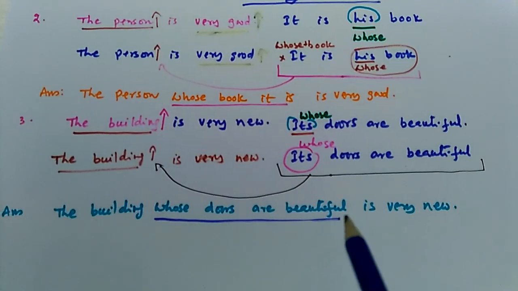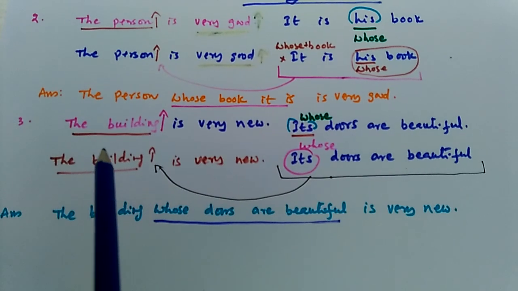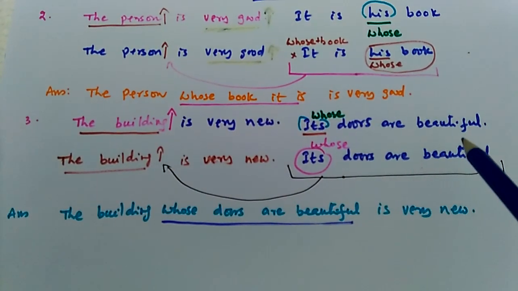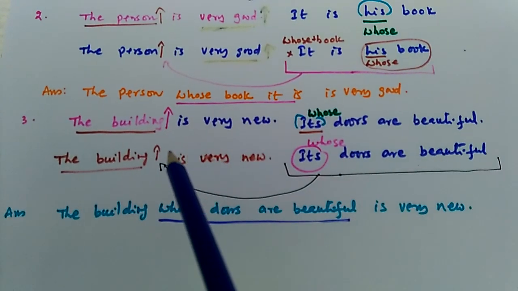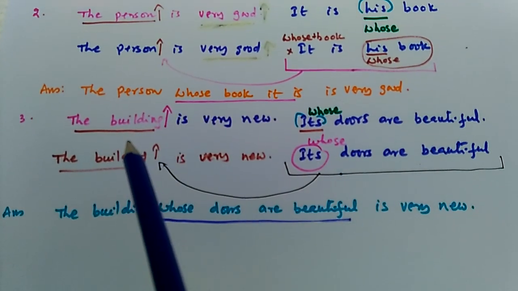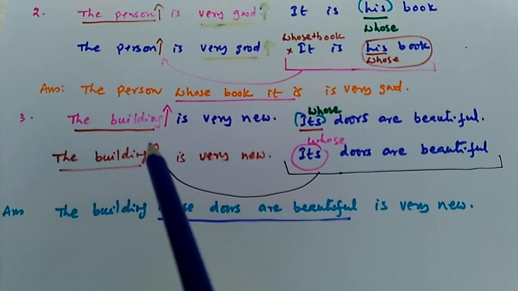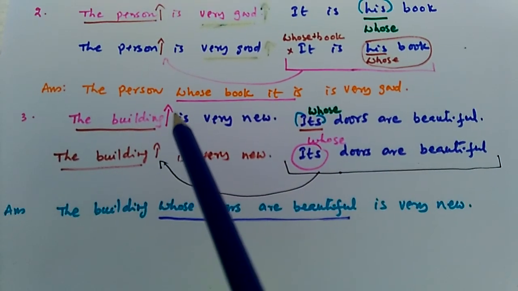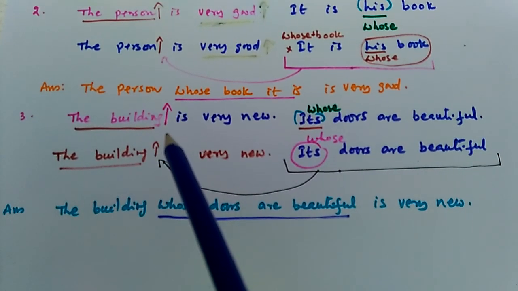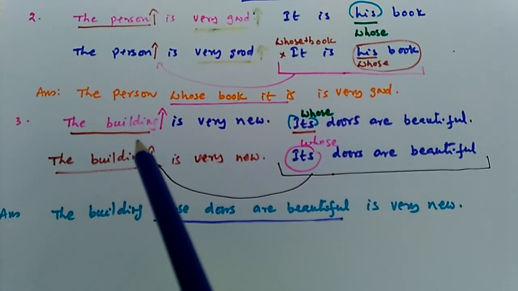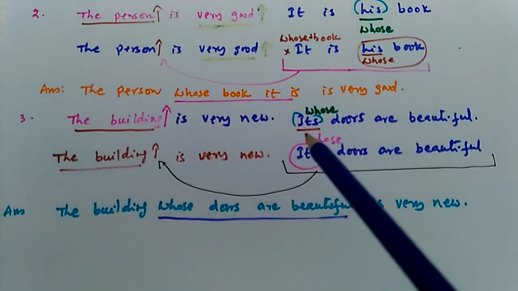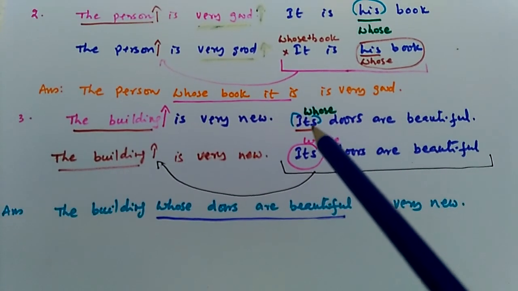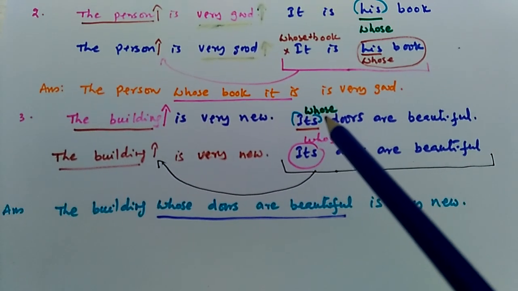Next example: The building is very new. Its doors are beautiful. Now, first we have to find the identical phrases: the building, its. And now we have to put an arrow mark immediately after one identical phrase, that is building, and the other identical phrase, its, is there. So its is to be removed. In that place we have to write whose.